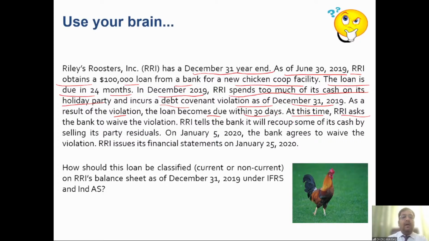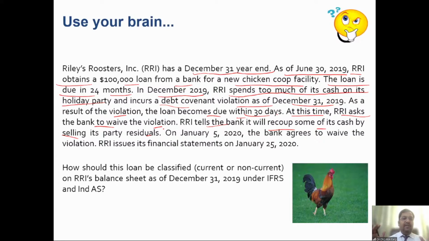At this time, RRI asked the bank to waive the violation. Why? Because instead of 18 months, the loan becomes due immediately, within 30 days. RRI also tells the bank that it will recoup some of its cash by selling its party residuals. The company says that we have some groceries or decorative items left from the party, and we will sell those things and recoup some of the cash.